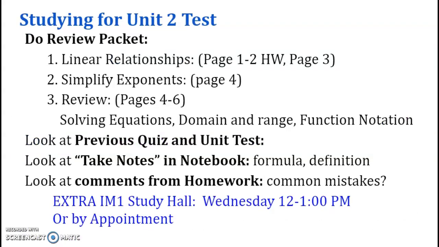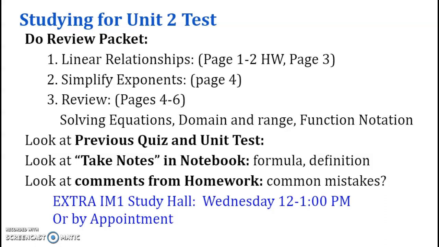So how are you going to be studying for the test? You are given the review packet. The first 2 pages were given out as homework due last night. The linear relationships continue on page 3, and on page 4 you will be simplifying exponents. The second half of pages 4 to 6 is review from unit 2 that you need to refresh your mind on. You do need to do all of this because I'm going to give you some time during class as well as over the next couple of days. That's going to be your homework.